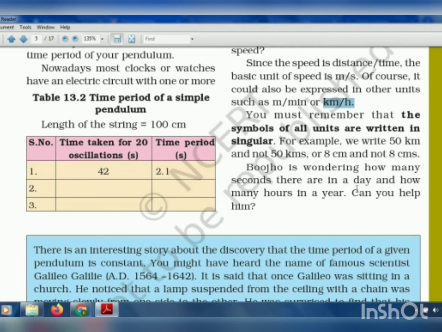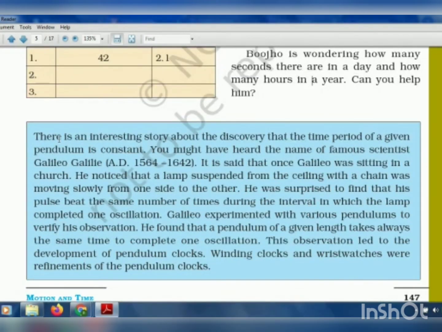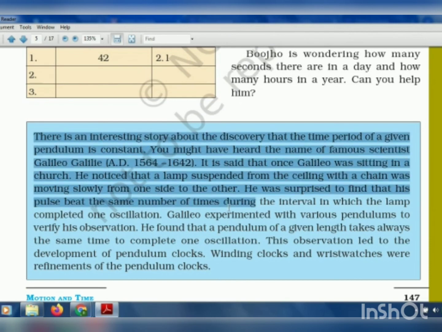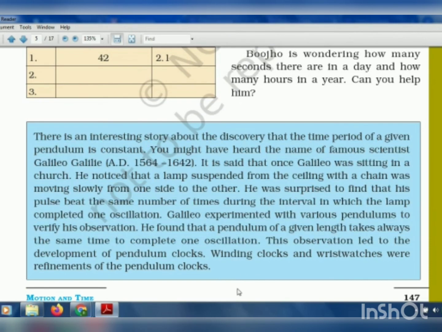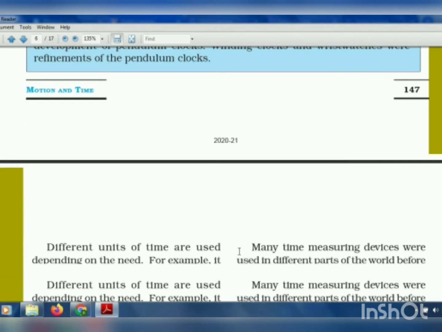We know that we never write meters or centimeters or kilometers in plural. We always write it in singular, that is 50 km, not kms. Similarly, we write 8 cm, not 8 cms. So these are the things. And in this blue box, they have given you how Galileo discovered the pendulum clock, how we got the idea of a pendulum clock.